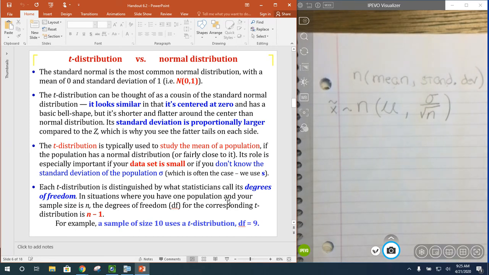Each distribution is distinguished by what we call the degrees of freedom, DF. In situations where you have one population and your sample size is n, the degrees of freedom for the corresponding t-distribution is n minus 1. Like I told you before, if you have a sample size of 10, then your degrees of freedom are 9.